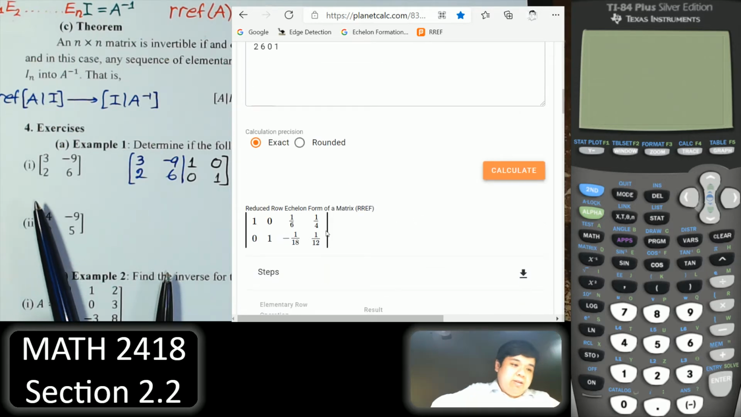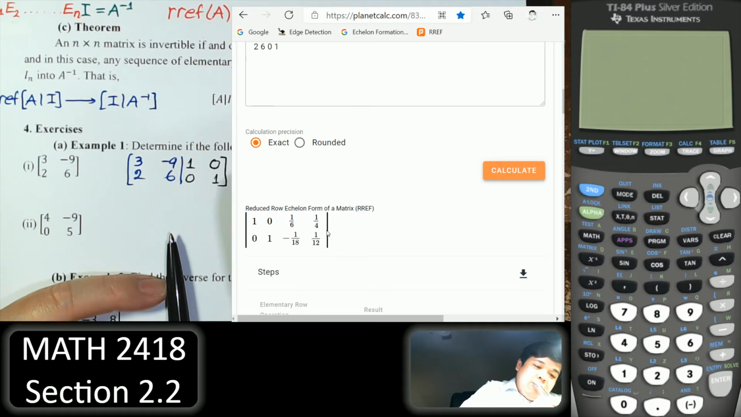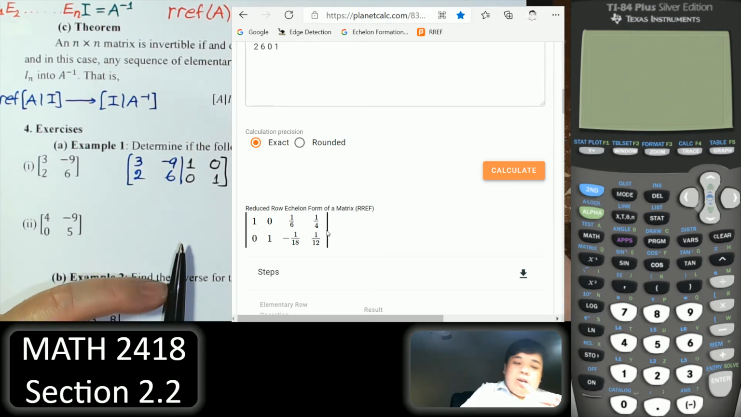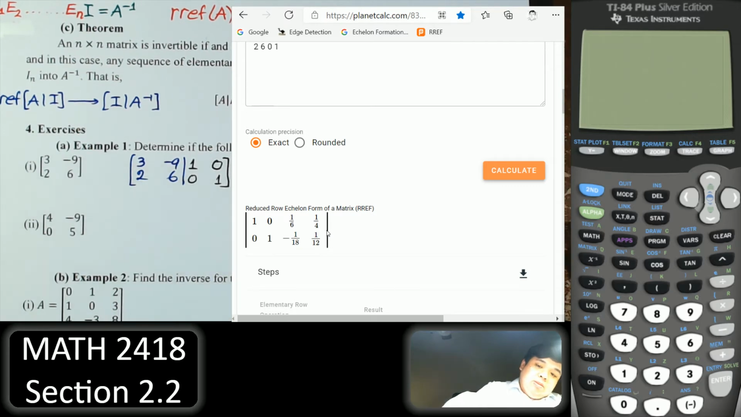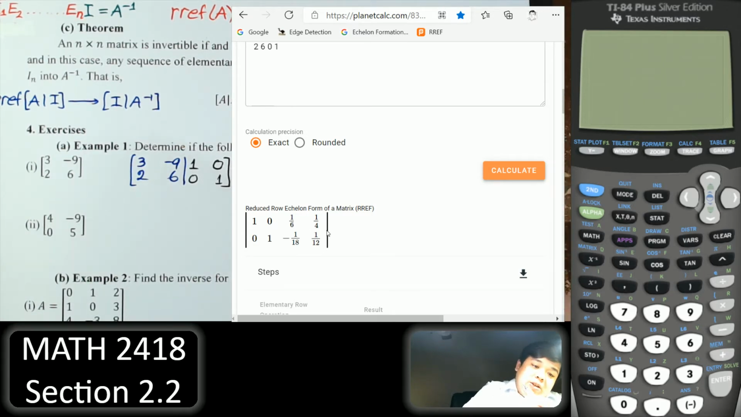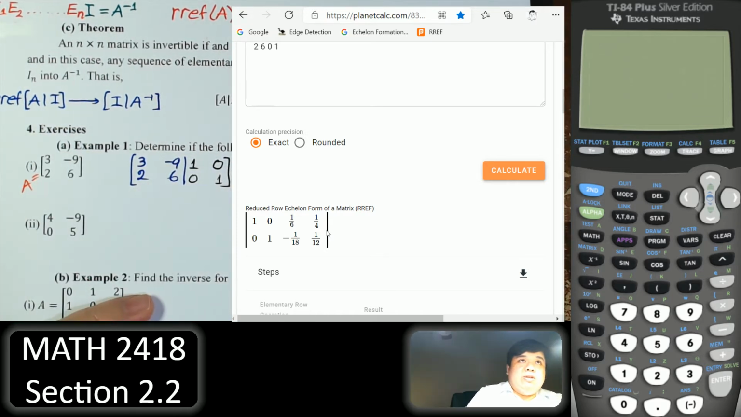Right, that's what we have. 1 0 0 and 1. 1/6, 1/4, -1/18, and 1/12. Since we do have the identity on the first matrix, so that checks. So this will be the inverse. If A is equal to that, then that will be the inverse. Sorry.